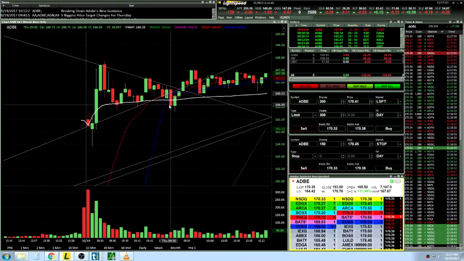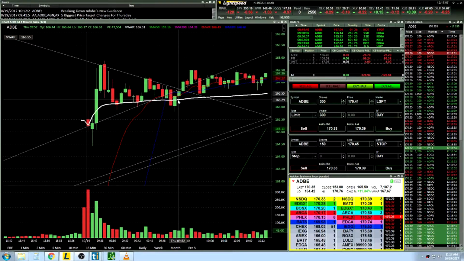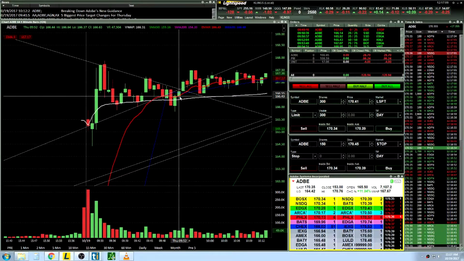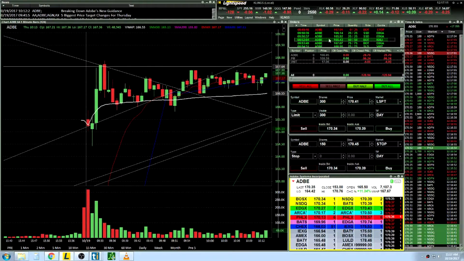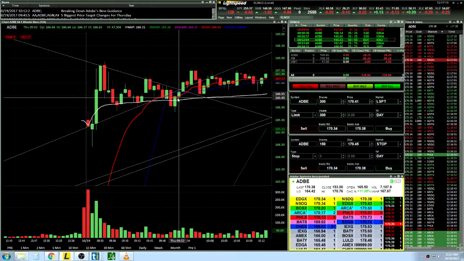Yeah, it's right about here. Get full size, and then it turns right back against me, and it closes above the VWAP and the 9. And I believe I did exactly what I should have done. I covered, so I got out right at 43, so that was a good deal.